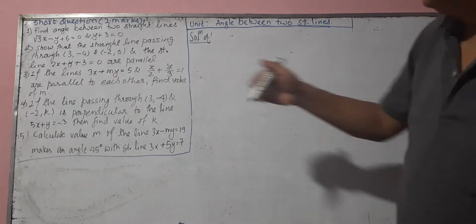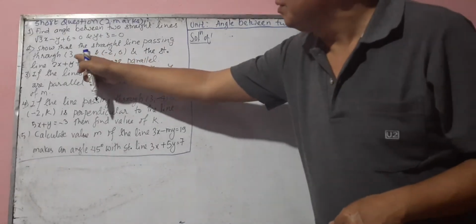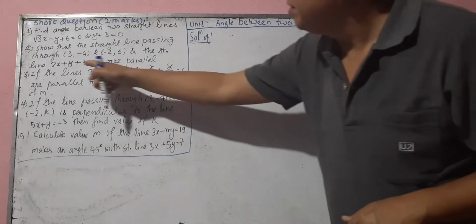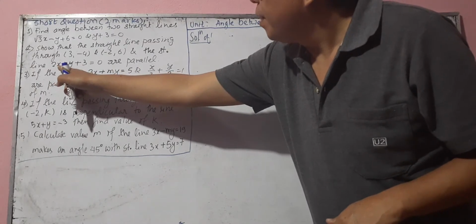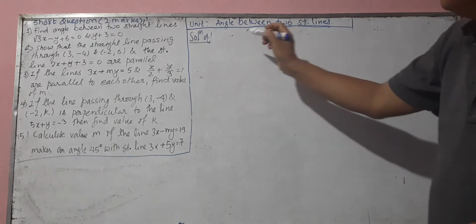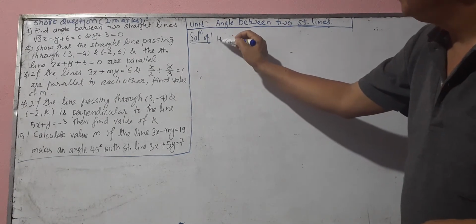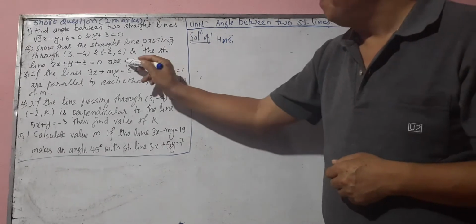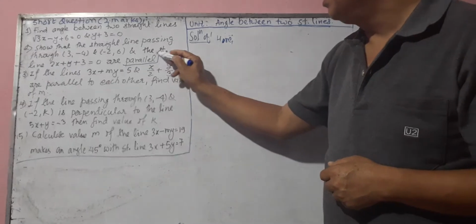Let us see the questions. The straight line passing through (3, -4) and (-2, 6), and the straight line 2x + y + 3 = 0. Here we have to prove that the two lines are parallel.